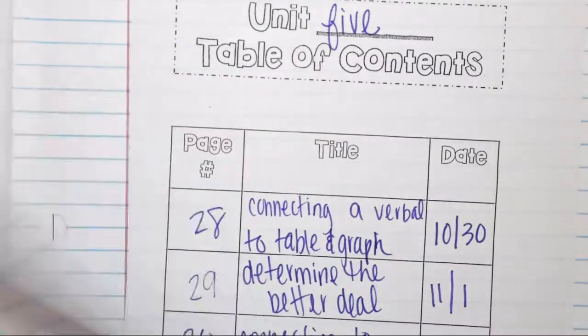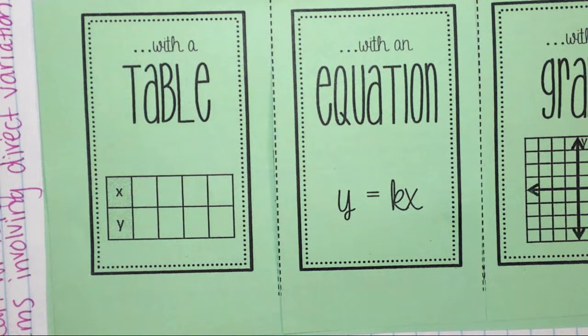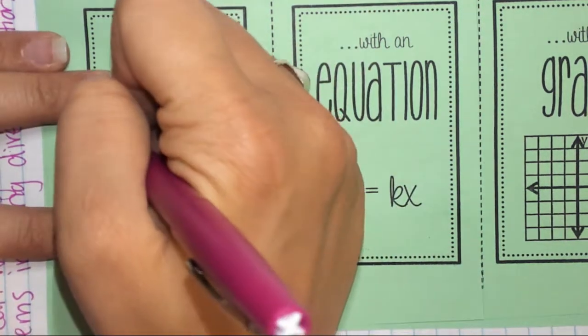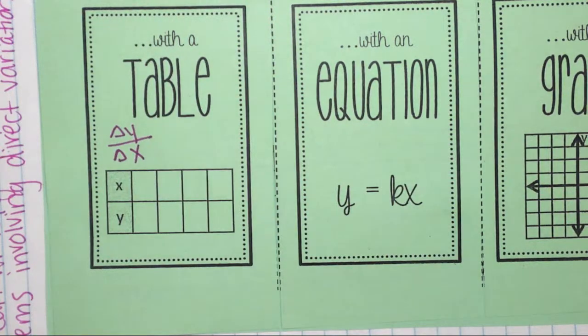Alright, so in a table, you're going to be given a table of values, and you're going to look at the slope. You're going to look at the change in y divided by the change in x. Now, direct variation deals directly with slope, and it passes through the origin of a graph. So it's the change in y divided by the change in x. That's what we did yesterday, correct? So we're applying what we did to a specific kind of situation.